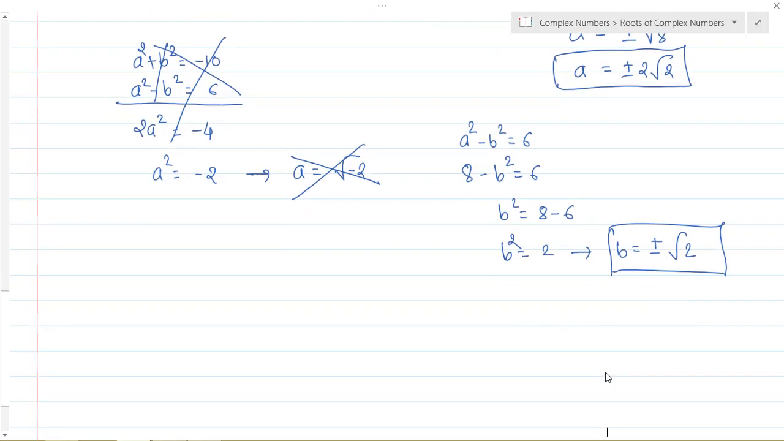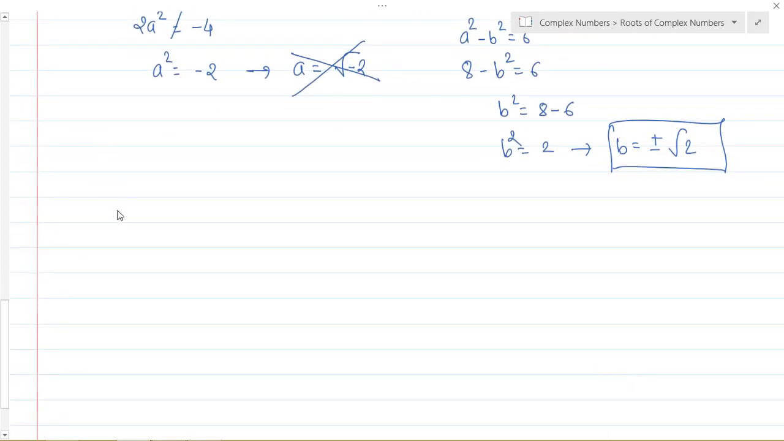Okay, so in total, finally, if I want to write, the value of a is nothing but plus or minus 2 root 2, and b is nothing but plus or minus root 2. Okay, that's it. You can take any value of these two. So we have here, if a is equal to plus 2 root 2, b can have two values. Okay, so b can be positive root 2, or b is equal to negative root 2.